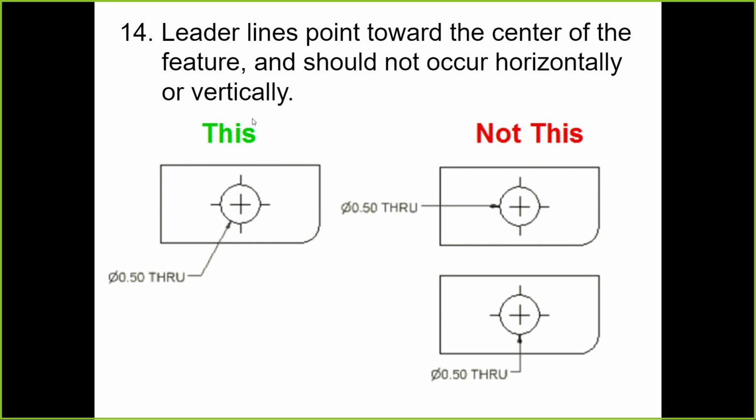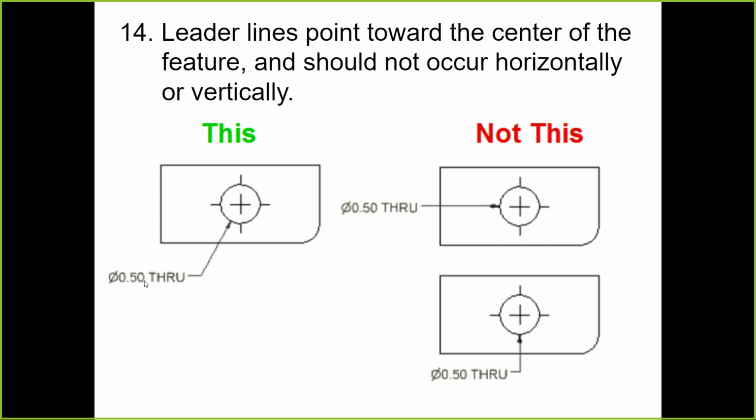14, I think we're getting close to the end here. Leader lines point towards the center of the feature and should not occur horizontally or vertically. So do you guys see this? This is a leader line. So it kind of points far away through the object, pointing to a circle. It's telling you what the diameter of it is, right? Or if it's a radius. This particular one's a diameter.